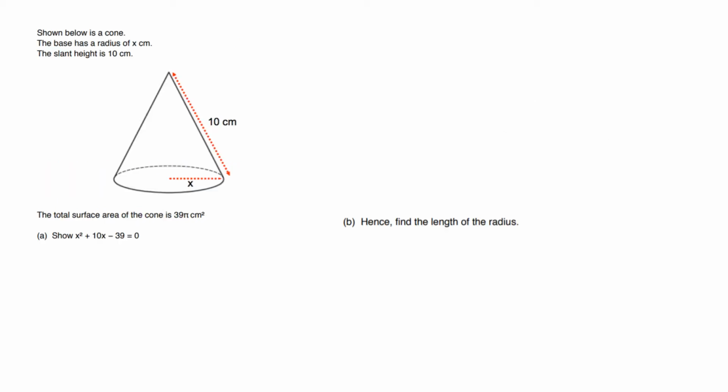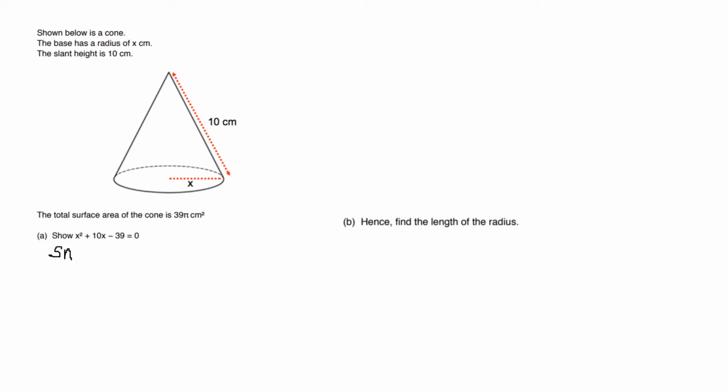This time we've got a cone, and we're given that the base has got a radius of x centimetres and the slant height of the cone is 10 centimetres, and the total surface area of the cone is 39 pi centimetres squared. And we need to show that x squared plus 10x minus 39 is equal to 0.